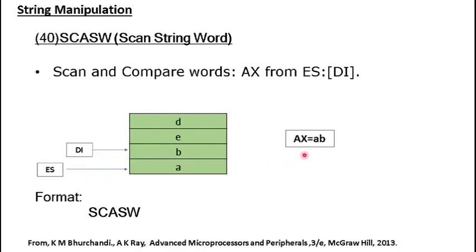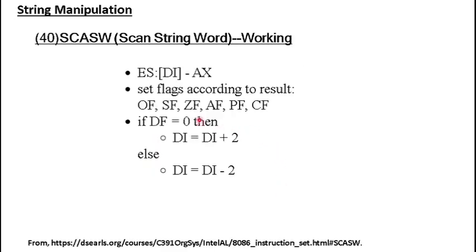So suppose here we need to search for the word AB within the string ABED. This is the setup. We need to put the search word in AX, and then we need to make ES and DI point to the string, mostly to its base. Then we have to execute SCASW. So this is the working of SCASW.